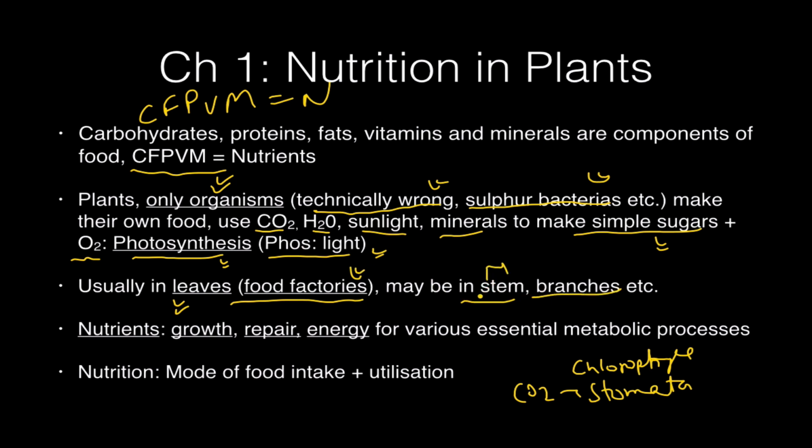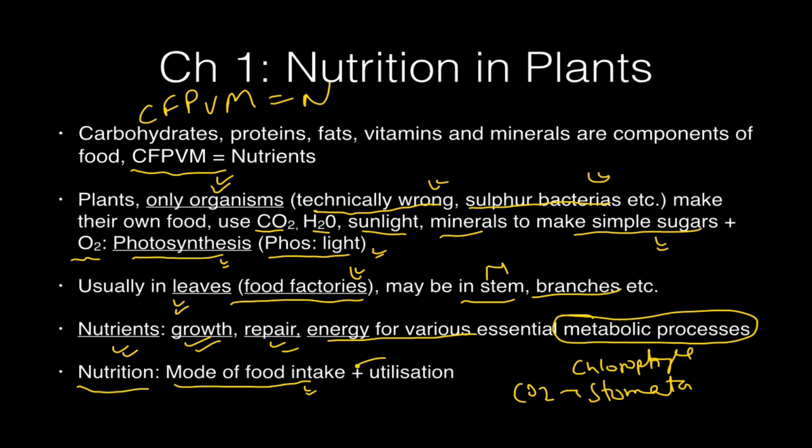Example, in case of cactus, there is a green fleshy stem, so it will happen in the stem only. Now nutrients, why are they required? Because they are required for growth, repair, energy is required for various life processes, metabolic processes, etc. And nutrition is the mode of intake plus how it is utilized. Is that understood? So nutrients is different from nutrition.